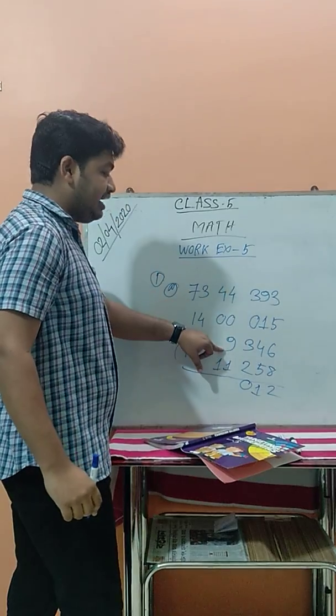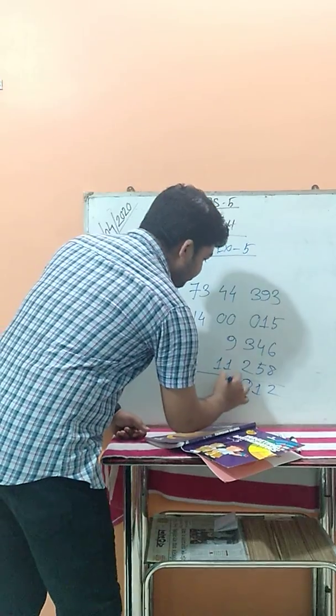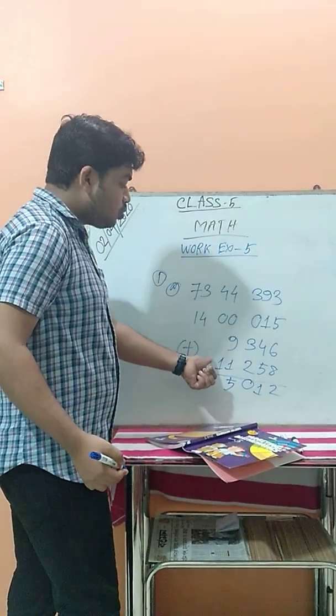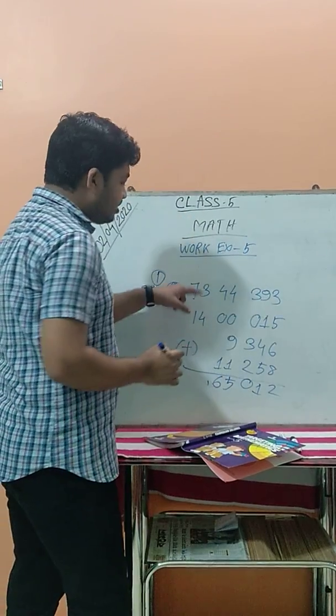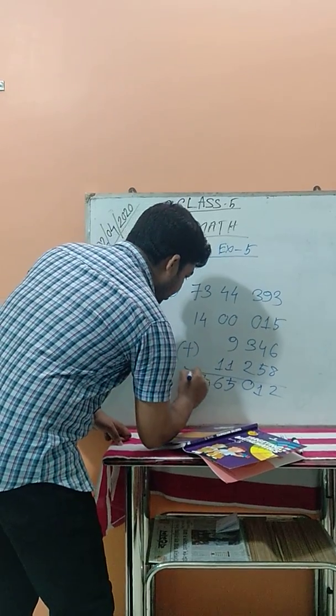Now 4 plus 9 is the 13. 13 plus 1 is the 14. 14 plus 1 is the 15. Now 1 in hand. Now 4 plus 1, 5. 5 plus 1 is the 6. Now 4 plus 3 is the 7. And 7 plus 1, 8.